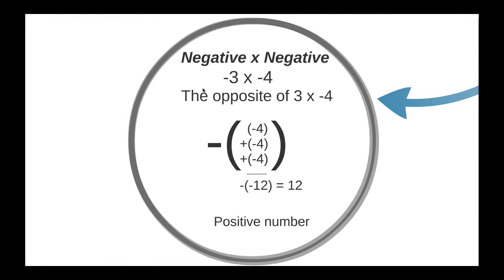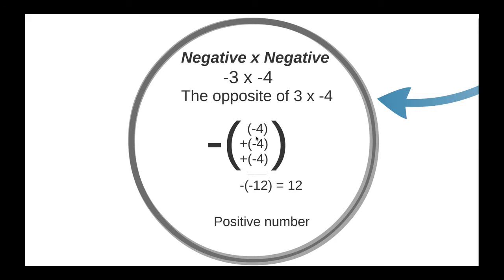Like for example, a negative times a negative? This one isn't quite as intuitive. It doesn't quite make as much sense. But what it means is I want the opposite of 3 groups of negative 4, right? Remember, a negative is really the opposite of what you want, right? The opposite of 3 is negative 3. So let's just say this is the opposite of 3 groups of negative 4.